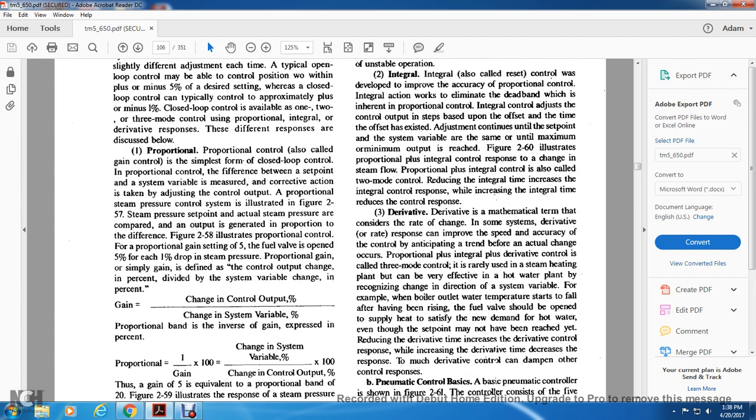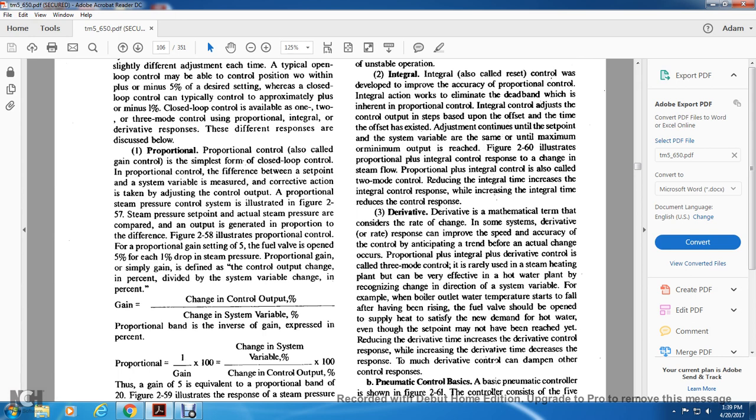Proportional control is also called gain control, the simplest form of closed loop control. With proportional control, the difference between the set point and the measured system variable determines the corrective action taken in adjusting the control output. Proportional steam pressure control is illustrated in figure 257. Steam pressure is set at the set point, and the actual steam pressure is compared; output is generated in proportion to the difference. Figure 258 illustrates proportional control with a proportional gain setting of 5, with the fuel valve opening 5% for each 1% drop in steam pressure.